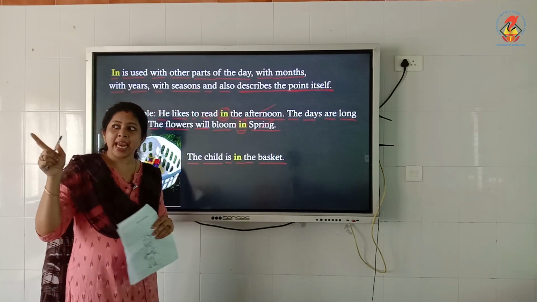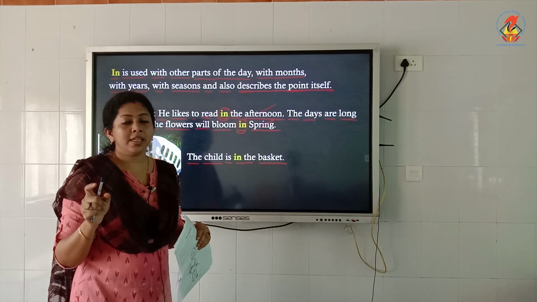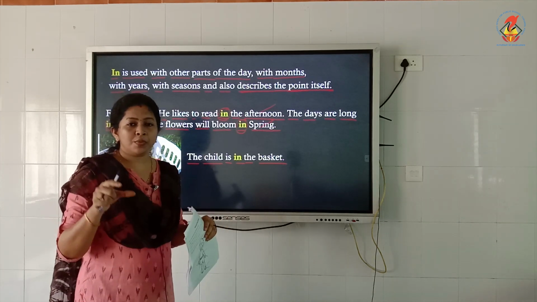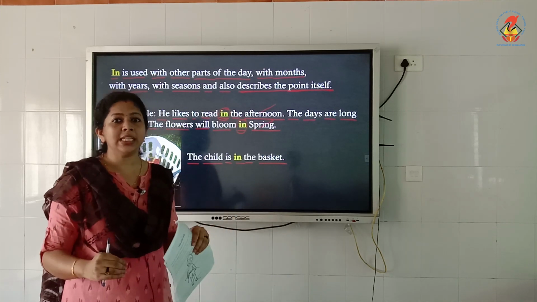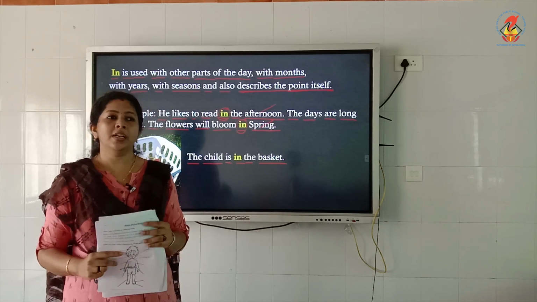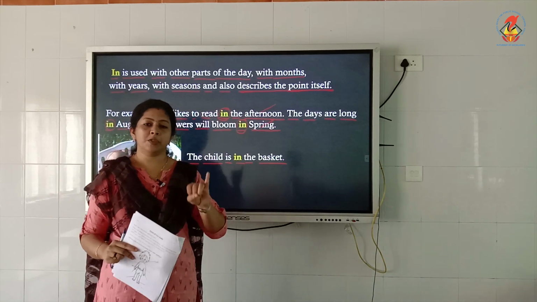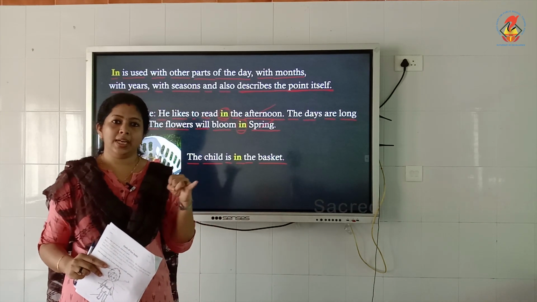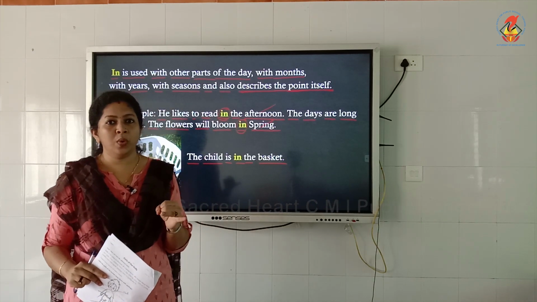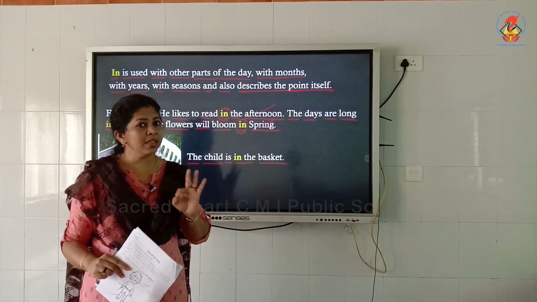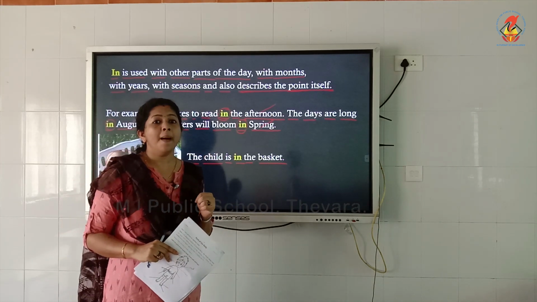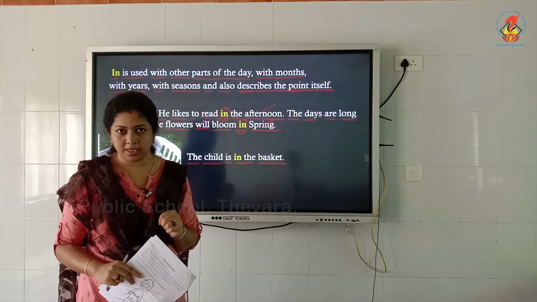The dog is in the kennel. The girl is sitting in the classroom. So, to mention a particular point, we use in. So children, recall. In is used, first point, with parts of the day, with seasons, with year, and with months. With months we use in.